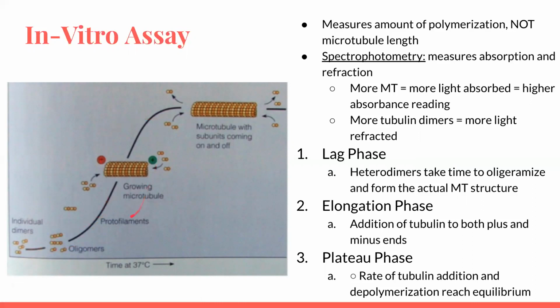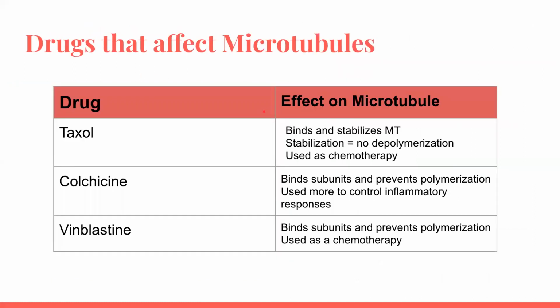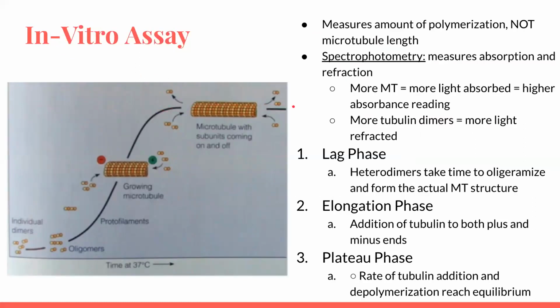The next phase is the elongation phase, which is this part right here. That's when you're having the addition of tubulin at both the plus and the minus ends. Remember, this is an in vitro assay, so you add it to both the plus and the minus end. Eventually, the rate of tubulin addition and depolymerization will reach an equilibrium, so you'll have this plateau. It'll add and subtract at the same time while there's still GTP available, so the absorbance reading will stay about the same, and it'll be this flat line.